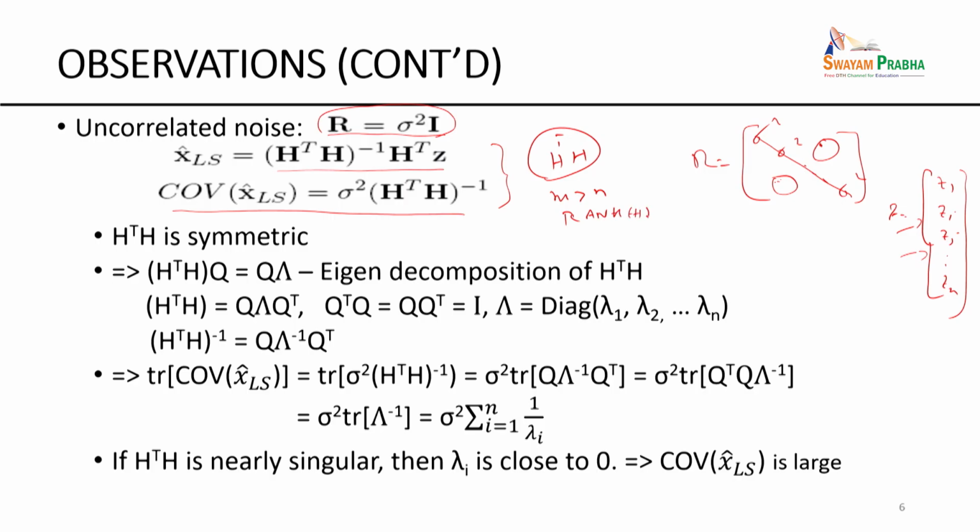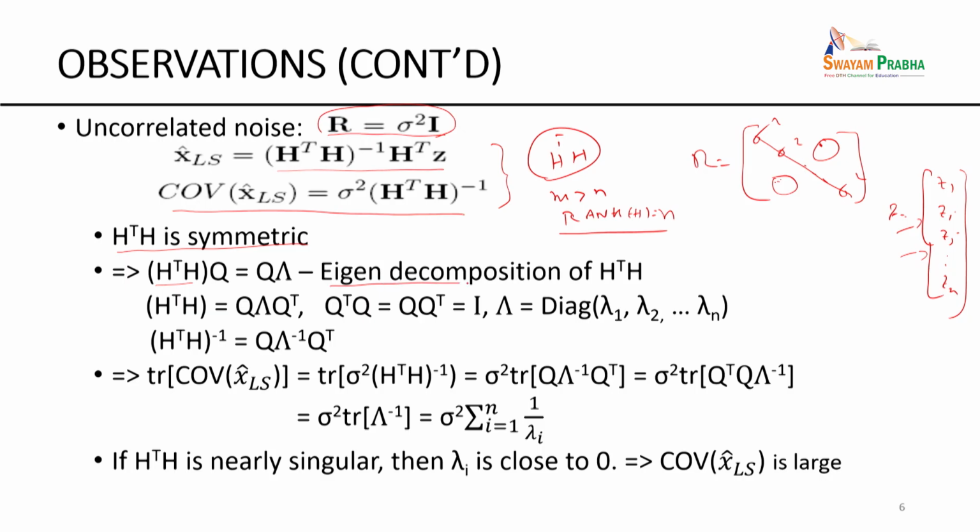Rank of H is equal to N. That's my full N. I am assuming it's a full rank matrix. Rank of H is N. So H is a full rank matrix. Therefore, H transpose H is a symmetric positive definite matrix.